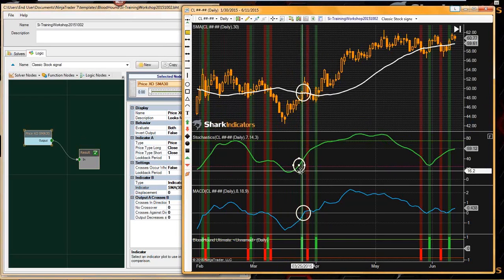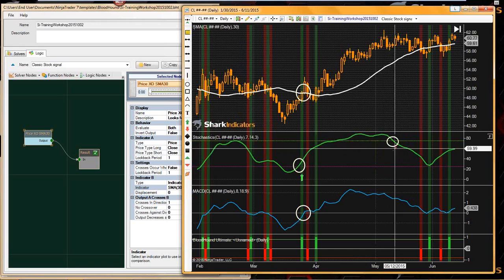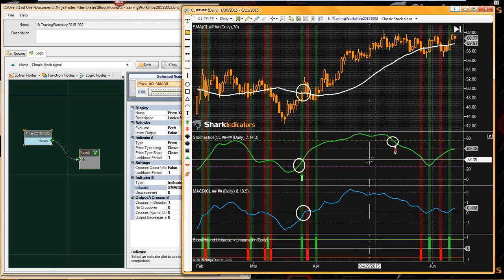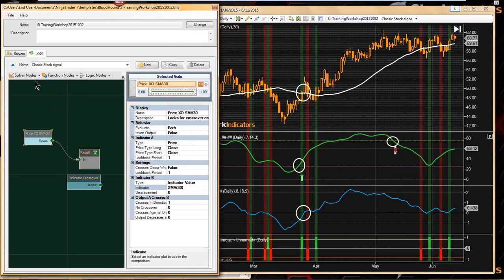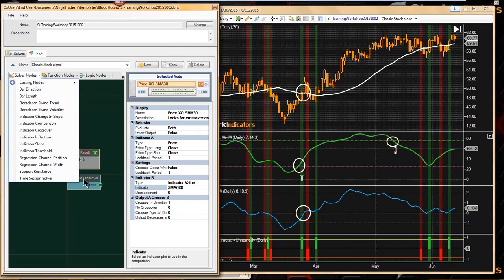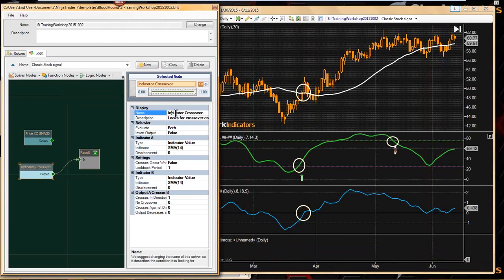So condition 2 is our stochastic, in this case crossing above, or when our stochastic crosses down that 75 value there. So that's going to take another 2 crossovers. So let me grab another 2 crossovers. Actually, I'm just going to grab one and I'll make a copy of it later on.